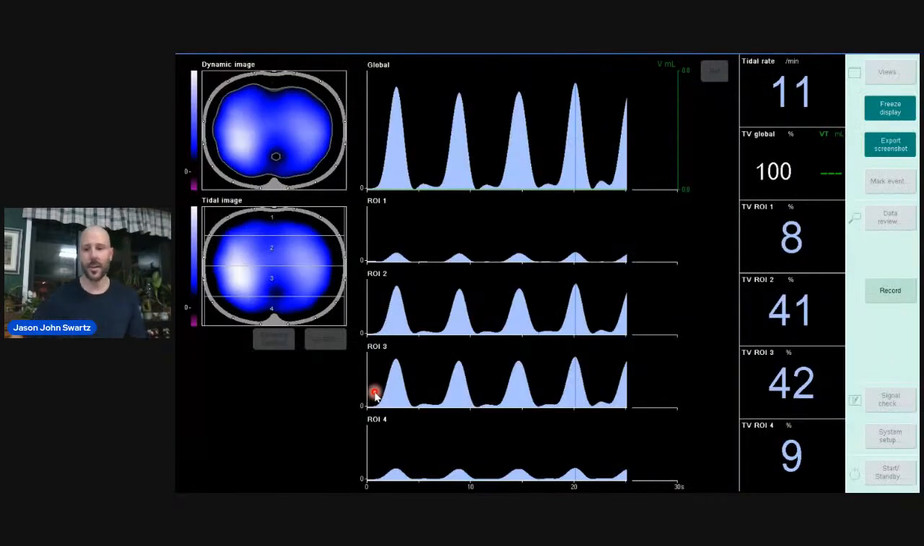Yeah, that's quite unique. So obviously this is a snapshot of the main screen. You have the dynamic image, so you'll see it moving in inspiration and expiration. This is the tidal volume.